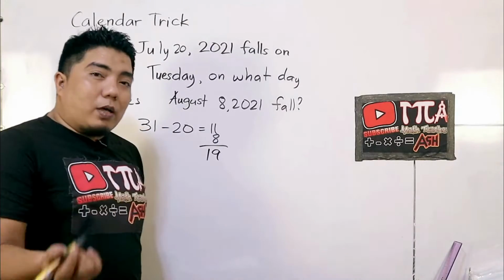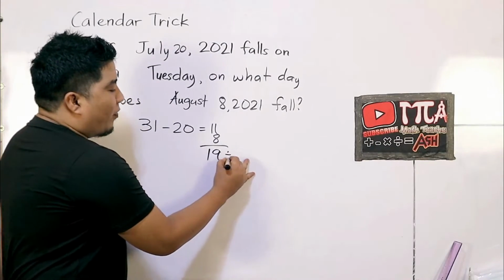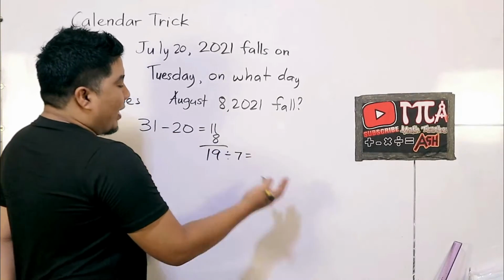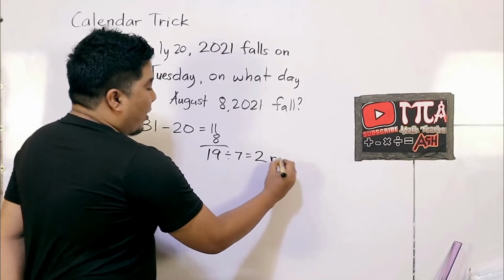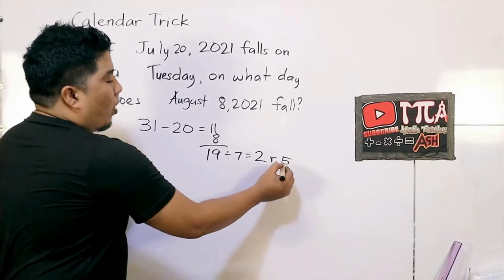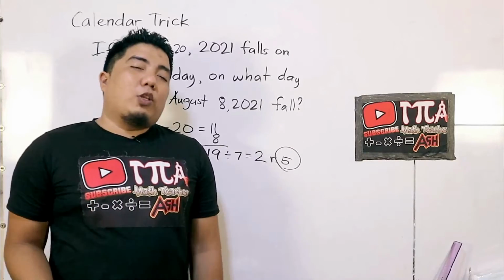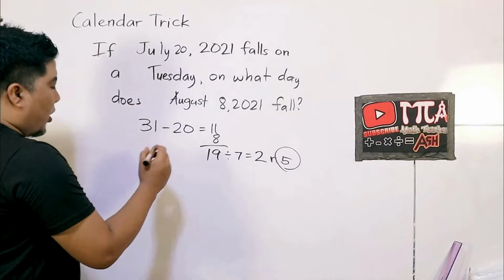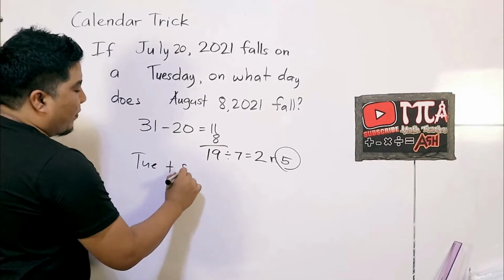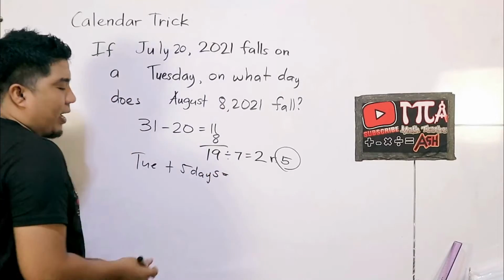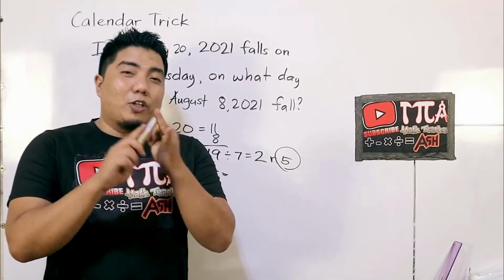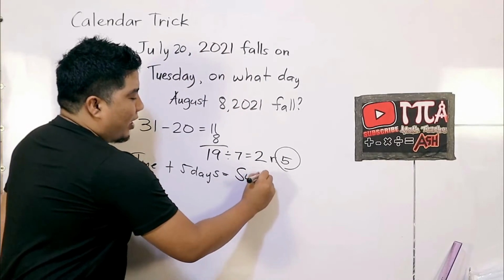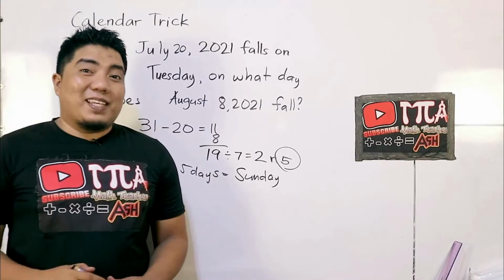Of course, the same trick that we have discussed earlier, we divide the total by 7 because of the 7 days in a week, and the answer is 2, remainder 5. Therefore, our remainder is 5. Then, what we will do is add 5 days after our given day, which is Tuesday plus 5 days, and that is Wednesday, Thursday, Friday, Saturday, Sunday. So, our final answer is Sunday. Easy, right?